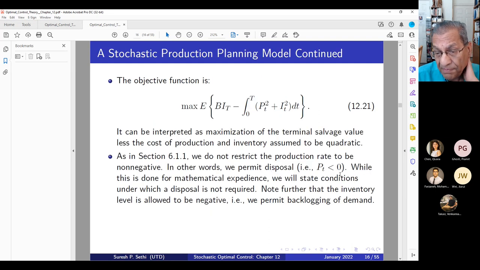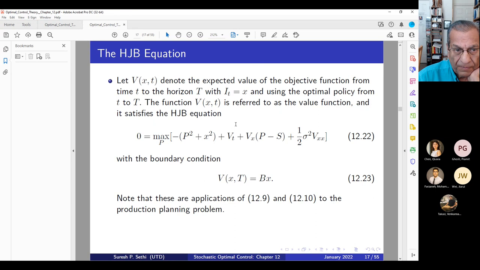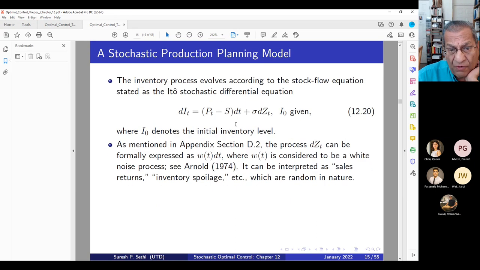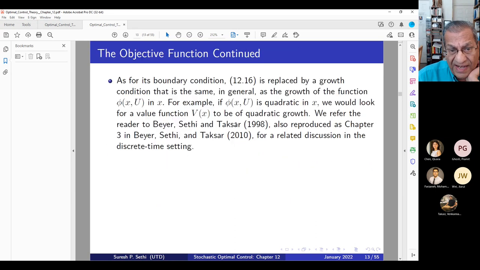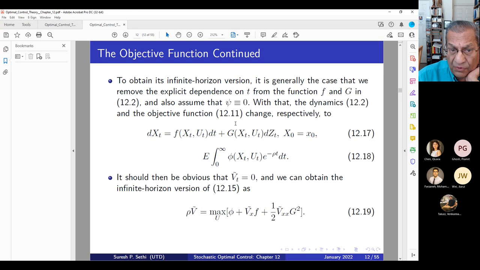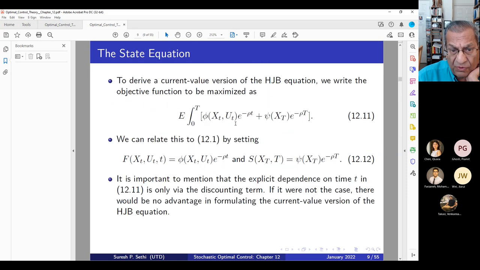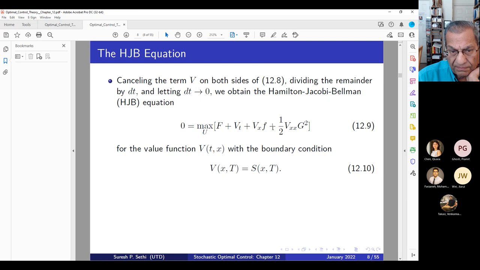So if you want to go to that PT bigger than zero, you will see that it requires numerical solution. There's no closed form solution for the problem. But if we allow this, there's a closed form solution. That's why I'm allowing it. So I'm going to now use this finite horizon problem. I'm not using current value formulation. So I'm going to now use this equation.